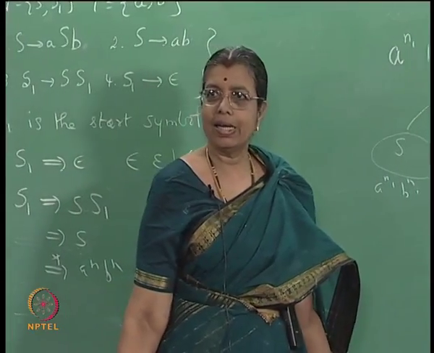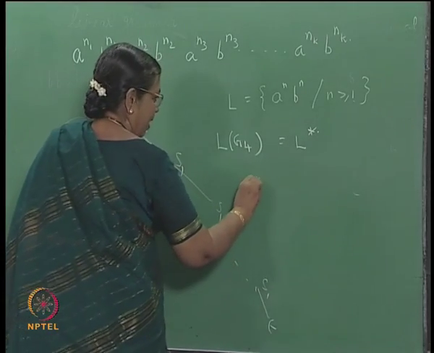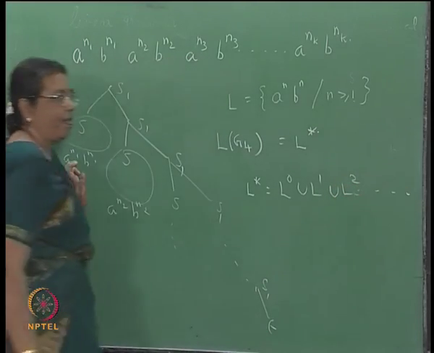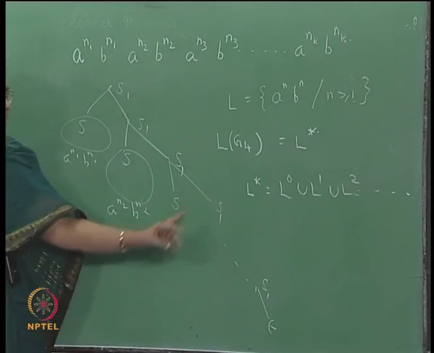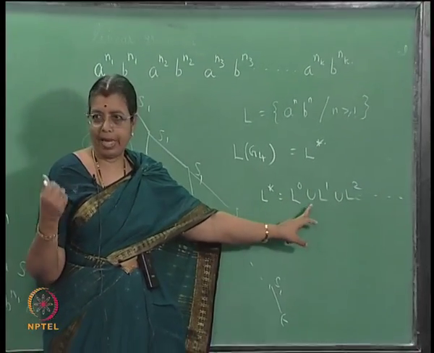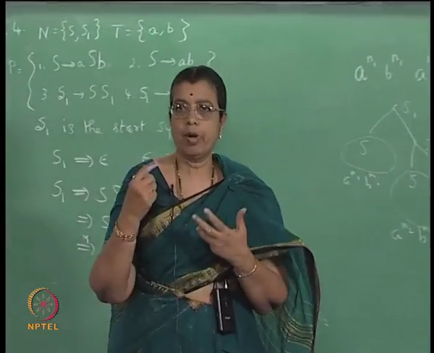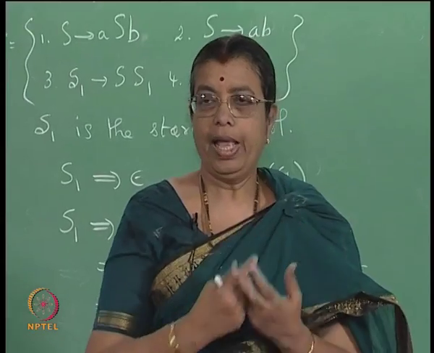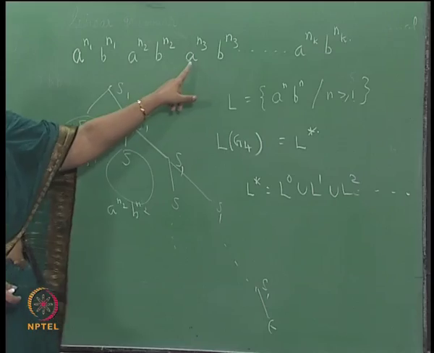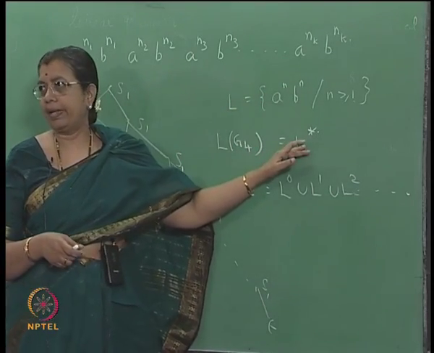What is L star? By our definition, L star will be L0 union L1 union L2 etc. Right? What is L0? L0 is just epsilon, epsilon can be generated, L1 is just L itself, a power n, b power n. L2 will have strings of the form a power n1, b power n1, a power n2, b power n2. Lk will have strings of the form a power n1, b power n1 etc. So, the language generated is L star here.